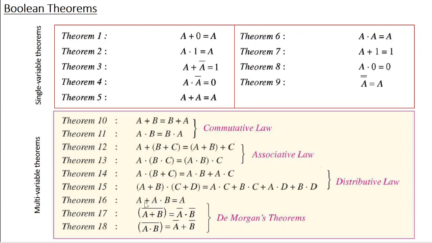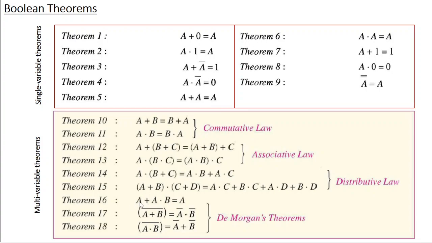Then theorem 16, this is an important one. A plus A dot B is the same as A. So the previous results are pretty obvious. This is not that straightforward. Once again, you can check them by giving appropriate values to A and B.